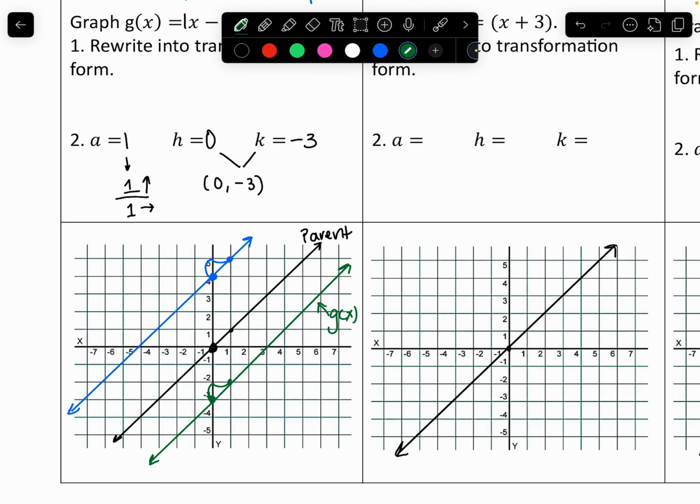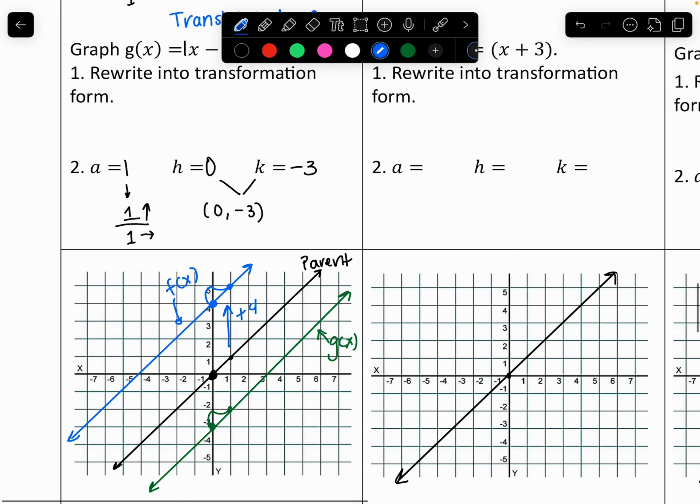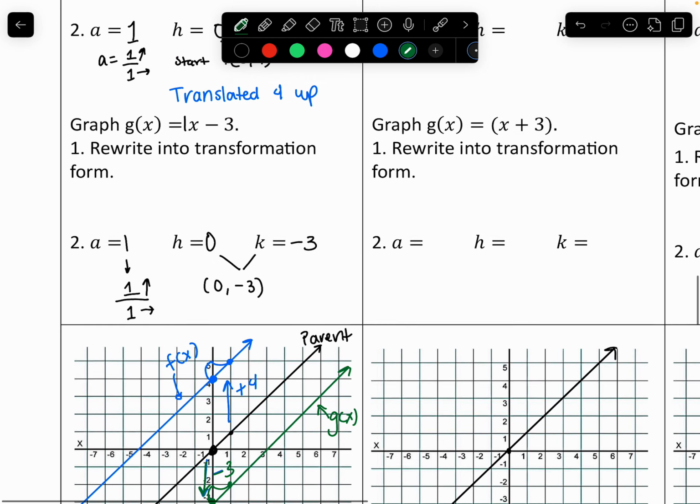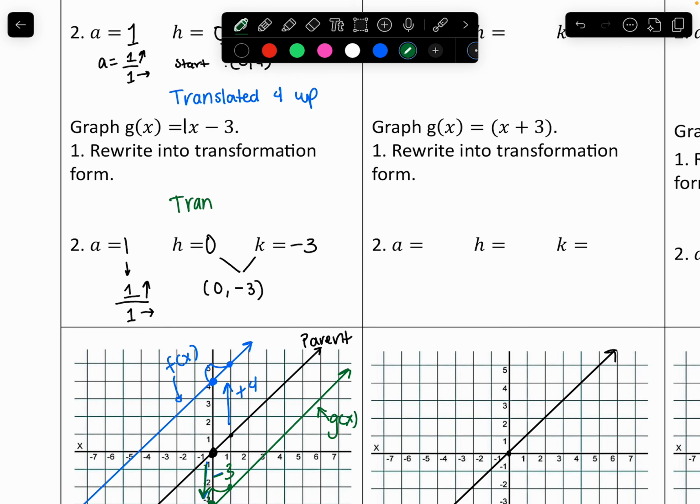Sorry, go ahead and name this g of x. This one's f of x. Okay, as you notice here in the blue, we're up 4 times. In the bottom one, we're down 3 times. So let me use green. We're down 3 times, negative 3. So this means this translate for 3 down.